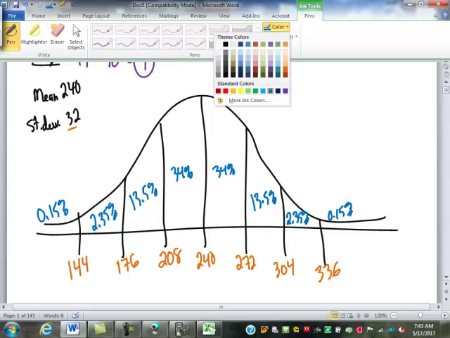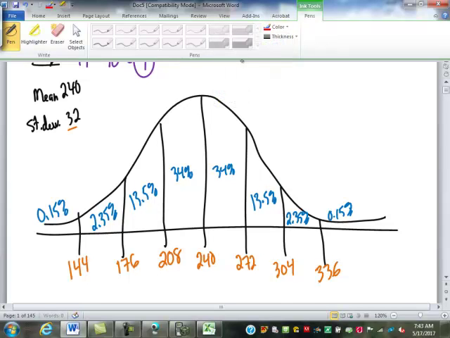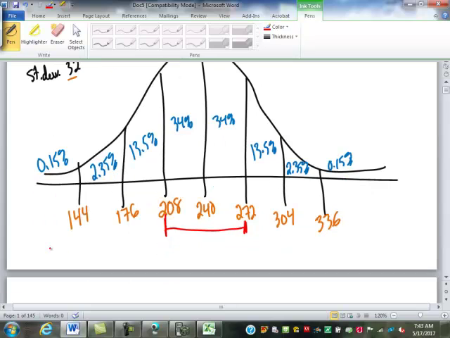Number 5, A is asking what percent of the data will be between 208 and 272. Well, what percent would be between those two? Yeah, we add up 34 and 34 is 68. For B, less than 240. Here's 240. Less than is this way. What's that add up to?